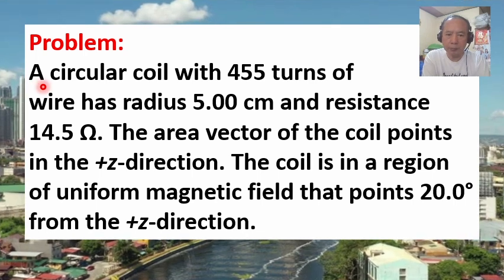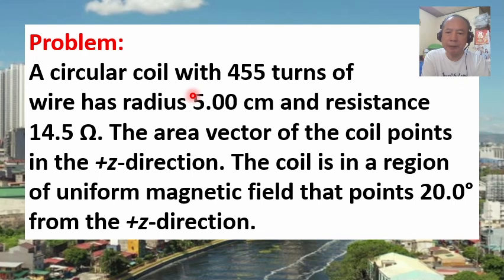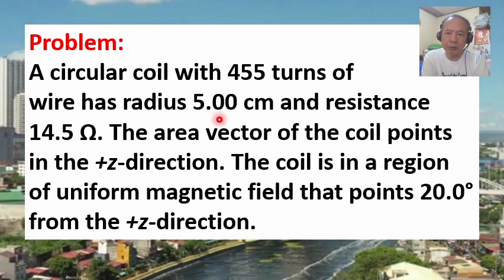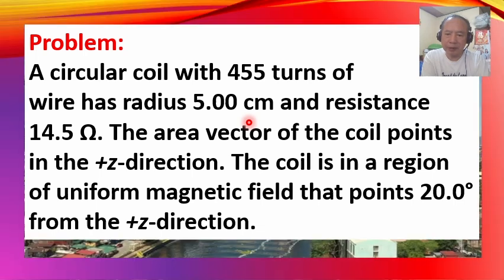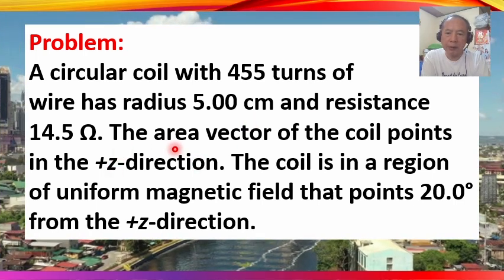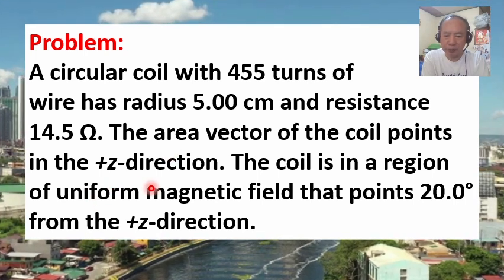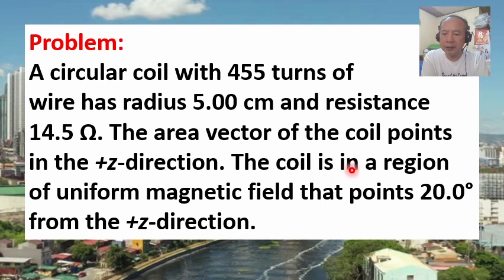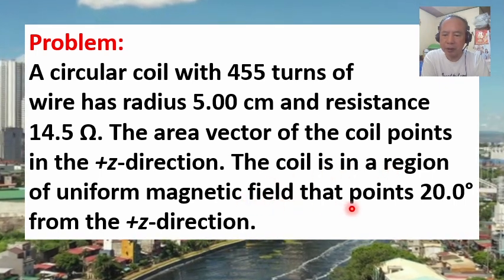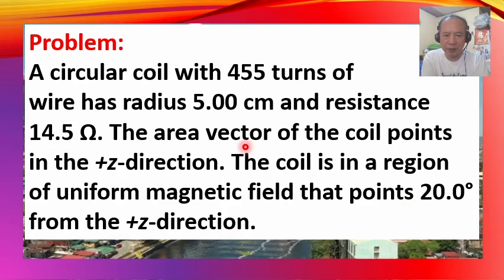Here's the problem. A circular coil with 455 turns of wire has a radius of 5.00 centimeters and resistance of 14.5 ohms. The area vector of the coil points in the positive z direction. The coil is in a region of uniform magnetic field that points 20.0 degrees from the positive z direction.